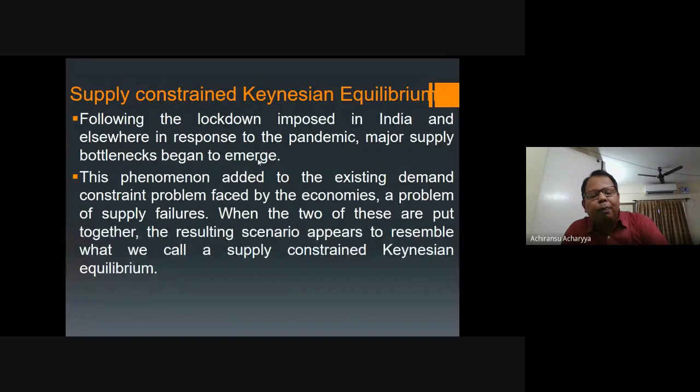Therefore, I have explained this in my flyer that I had sent earlier. I hope all of you had gone through it, that we look at it more as a supply constraint Keynesian equilibrium because there was this lockdown. Following the lockdown imposed in India and in Bangladesh and elsewhere in response to the pandemic, a major supply bottleneck emerged. And this phenomenon added to the existing demand constraint problem faced by the economies, a problem of supply failures. So when the two of these are put together, the resulting scenario appears to resemble what we call a supply constraint Keynesian equilibrium.